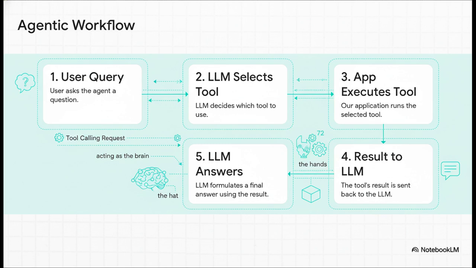Now, step 3 is critical. The LLM doesn't run the tool. It can't. It sends a message back to our application telling it what to run. Our app is the hands. Step 4, we run the function, get back a result, in this case the number 72, and we send that result right back to the LLM. And finally, step 5, the LLM takes that new piece of data and crafts it into a perfect, natural-sounding sentence.